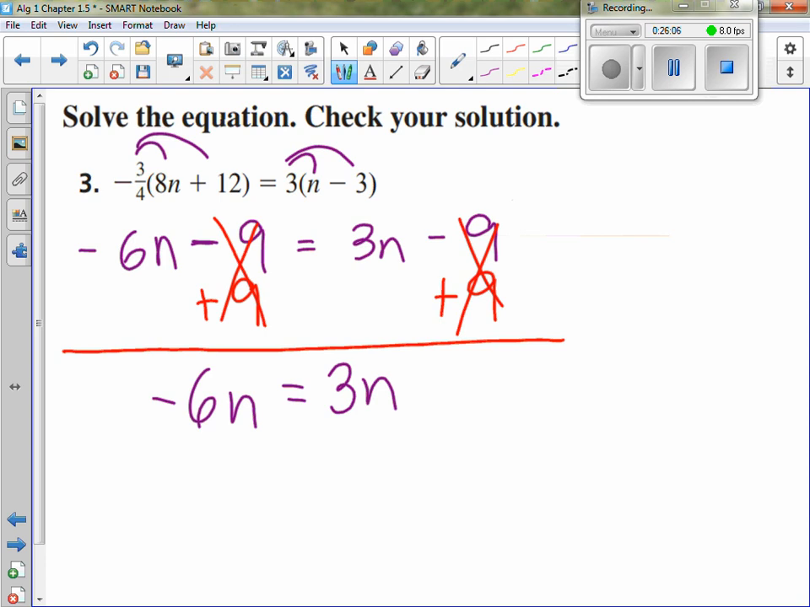So here is something a little special. When we added 9, we tried to move 9 from one side to the other. It ended up canceling out both sides. That's fine. There's nothing wrong with this. Okay? But I still need to get the ns on the same side.